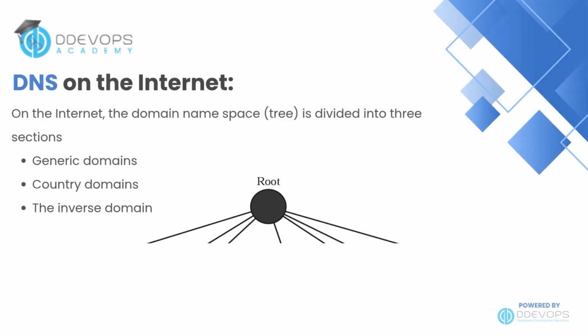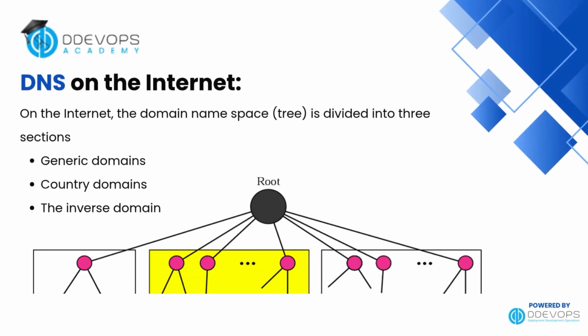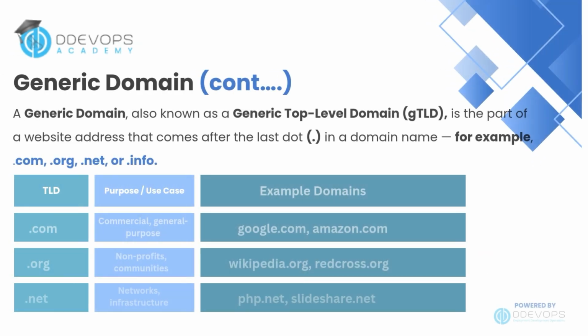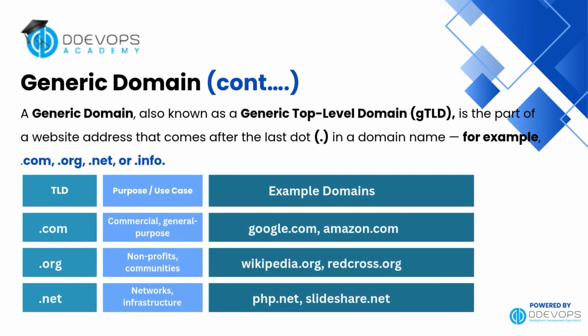DNS on the Internet. On the Internet, the domain namespace tree is divided into 3 sections: generic domains, country domains, and the inverse domain. Generic domain, cont. A generic domain, also known as a generic top-level domain, GTLD, is the part of a website address that comes after the last dot in a domain name, for example, .com, .org, .net, or .info.